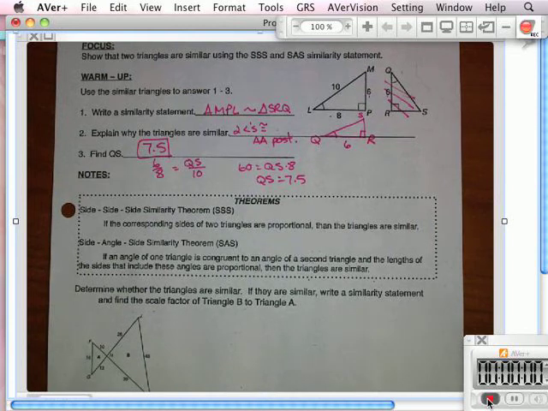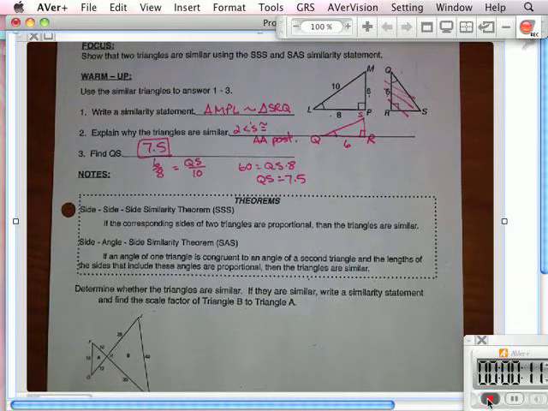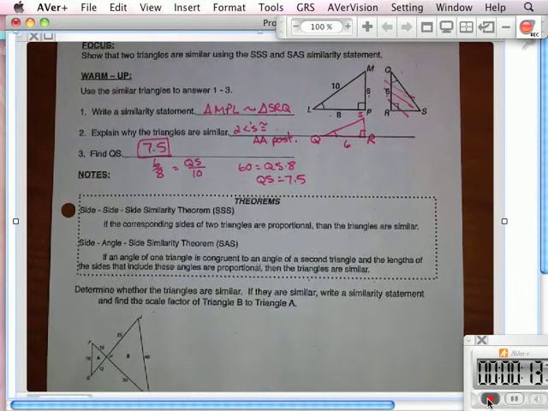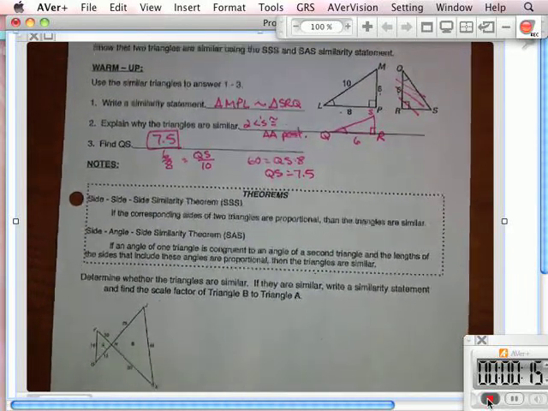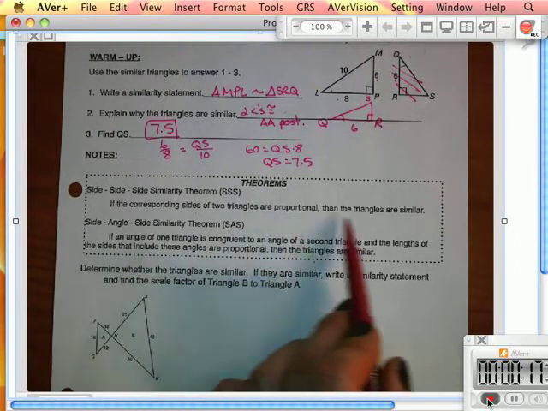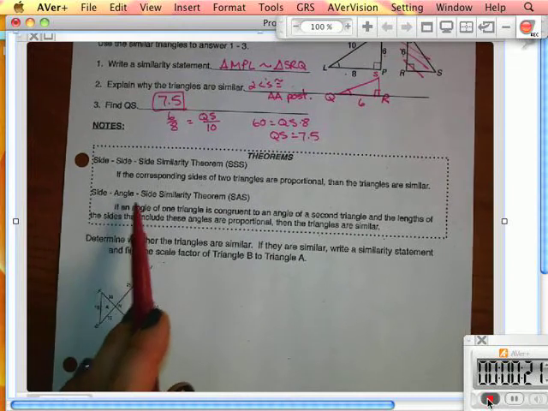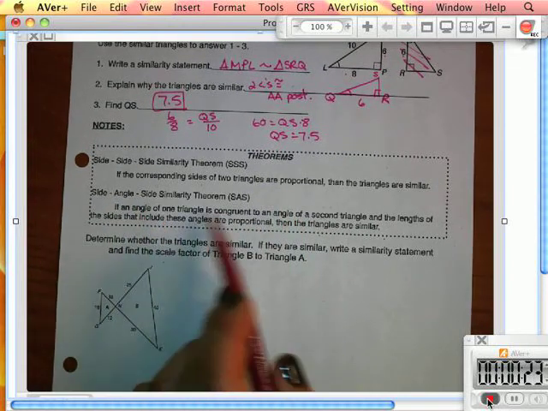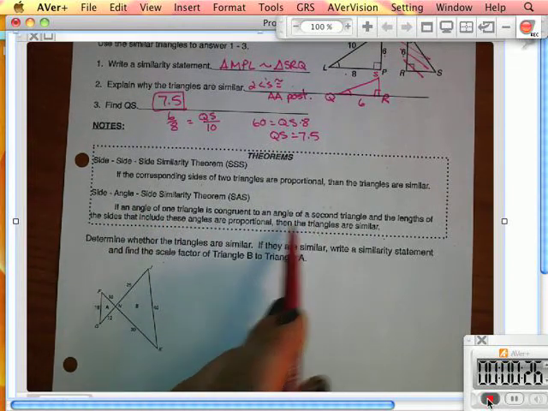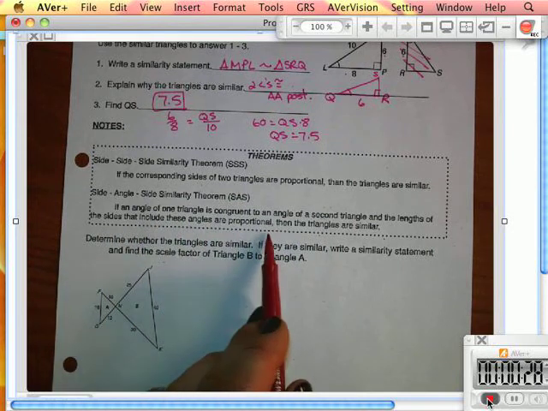Does anybody remember where we saw that before? We were talking about congruent triangles. Now we're just talking about similar triangles, and it still can use the same kind of theorem. Side, side, side: if all three corresponding sides are proportional, then we can say it's similar. Side, angle, side: if you have an angle congruent to an angle in another triangle, and the lengths of the sides that include those angles are proportional, then they're similar.